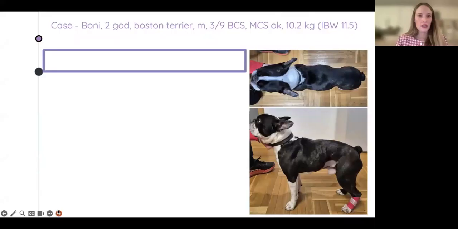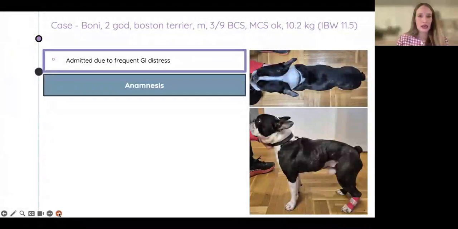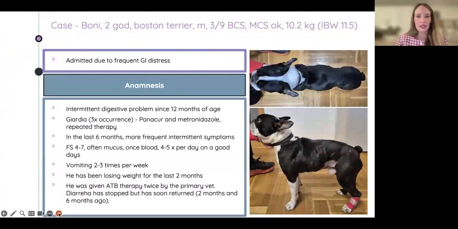And then, Bonnie has been admitted due to frequent gastrointestinal distress. And in anamnesis, it is a big one. So normally he has had intermittent digestive problems since 12 months of age, so since 1 year ago.